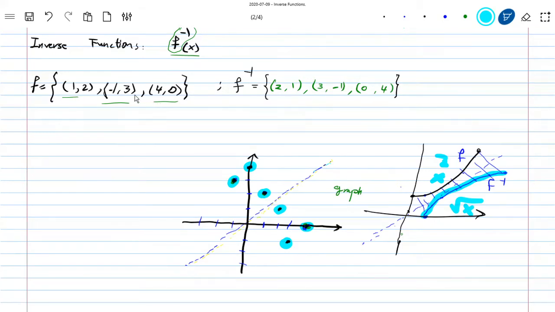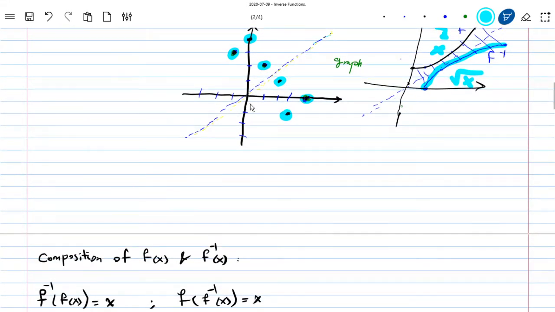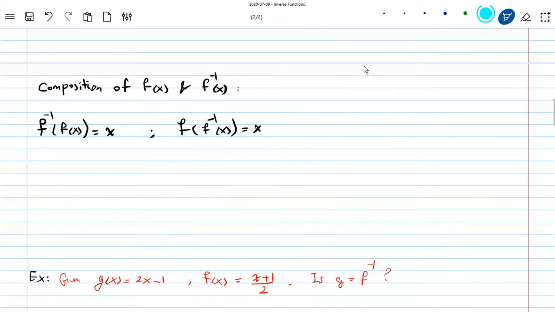Okay, so the inverse function means basically the input is y, the output is x. The range and the domain will be in opposite order. Okay, here is an idea of how to check if two functions are inverses of each other. It's not complicated, it's very easy. Let's say we start with the function f.